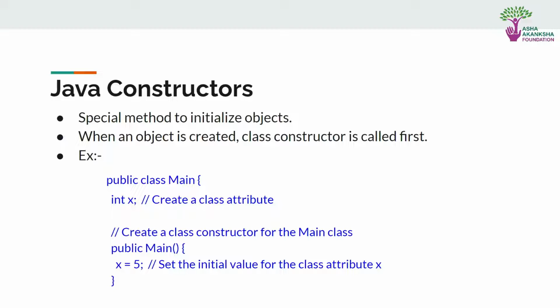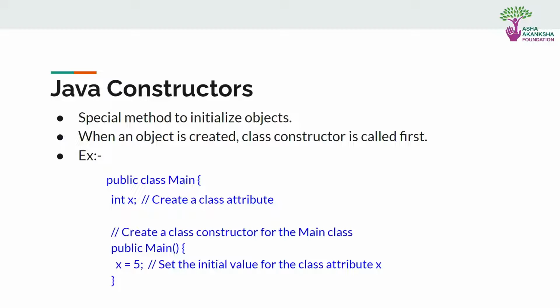So what are constructors? A constructor is basically a method or a function which is called automatically when we create an object of a particular class. It is a special method to initialize objects, used to initialize the values inside the object, and it is called whenever an object is created.